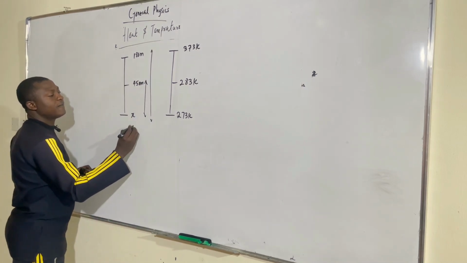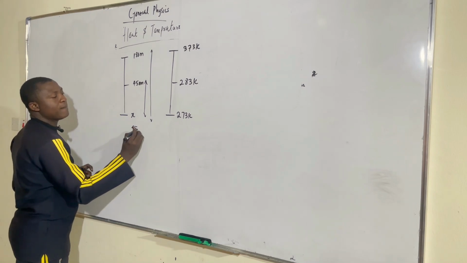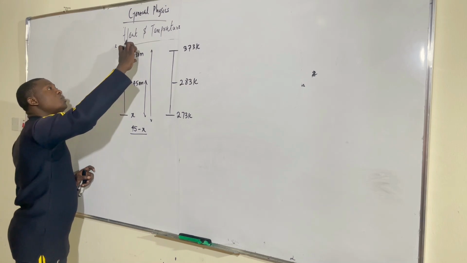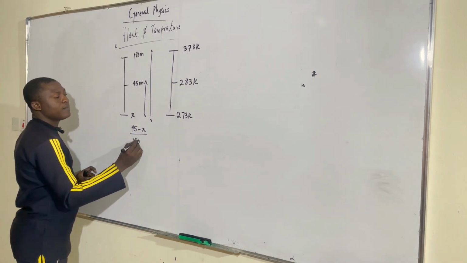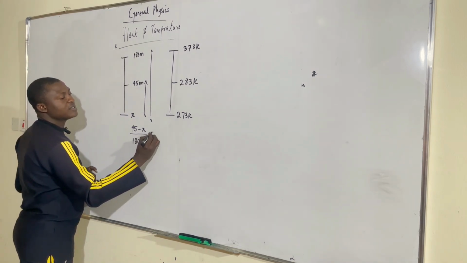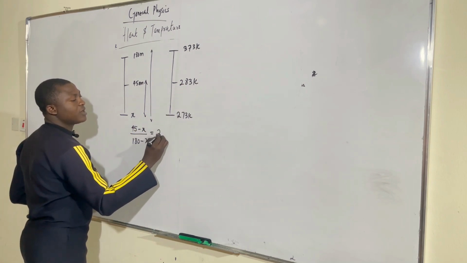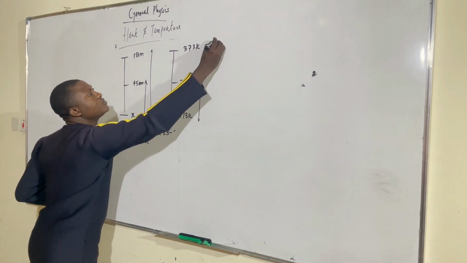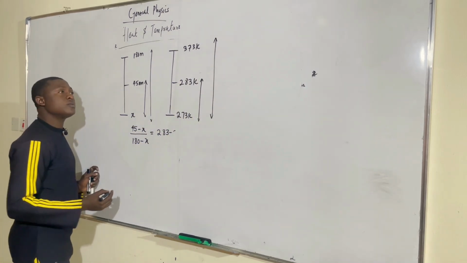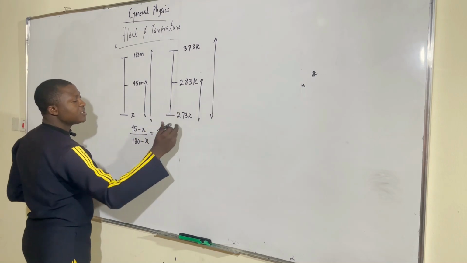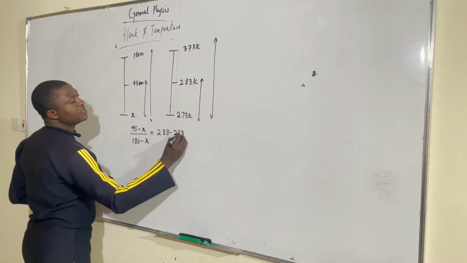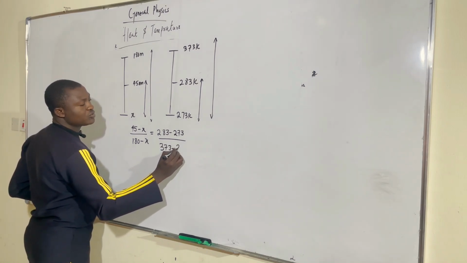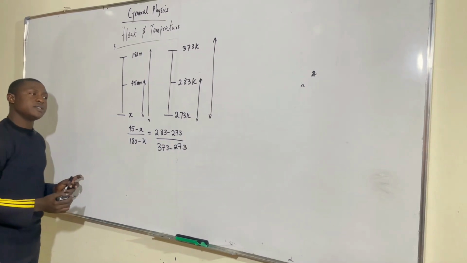So that's going to be 45, right? Minus x, which is the lower limit, the lower fixed point. So what we have is 180 minus the lower fixed point, which is x, equal to the same thing applicable to this, and we have 283 minus 273, just like from here to here, then from here to here. Because I've already explained that, I did not emphasize more on that. 283 minus 273, then divided by 373 minus 273. You understand that, right? Yeah, fine.